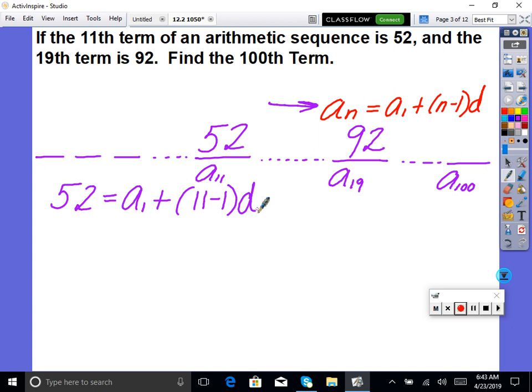All right, let's set up another true statement. So we have two unknowns here, don't we? Oh, and let's even simplify it. So that's 52 is equal to a sub 1 plus 10d. So now notice we have two unknowns. So we can't solve that yet.